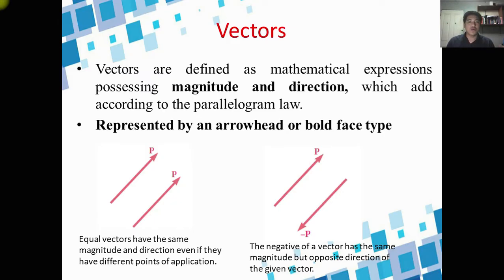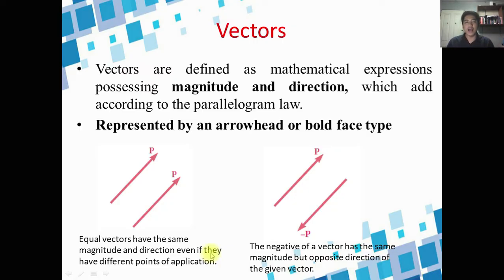So a vector is represented by an arrowhead, or by a bold-faced type. In this book, I think we are using the bold-faced type to represent vectors to differentiate them from a simple variable. As we can see here, we have two vectors. The equality of vectors: equal vectors have the same magnitude and direction even if they have different points of application.